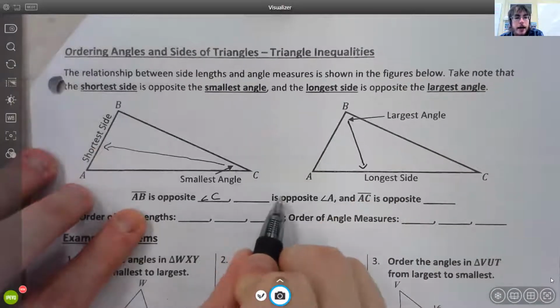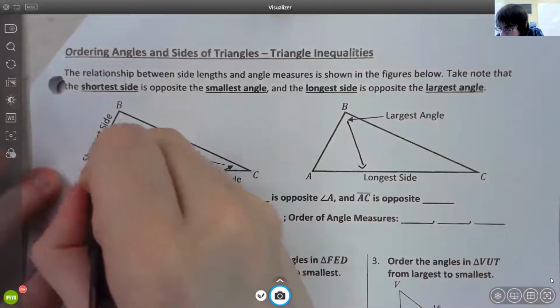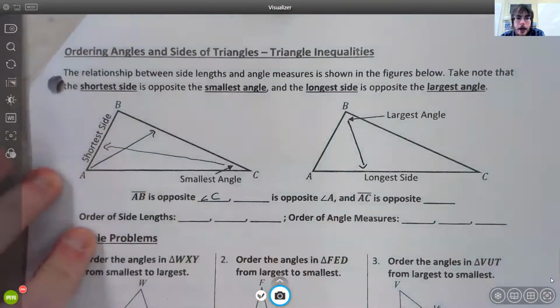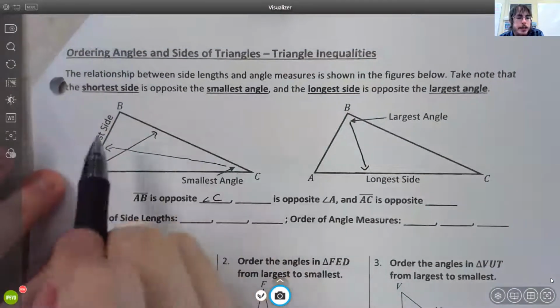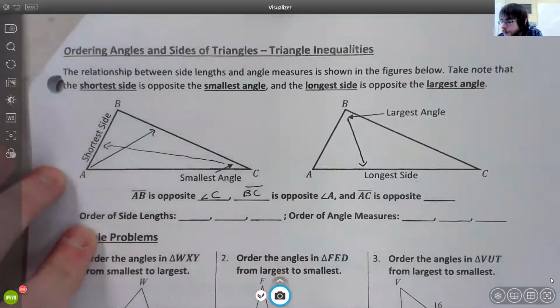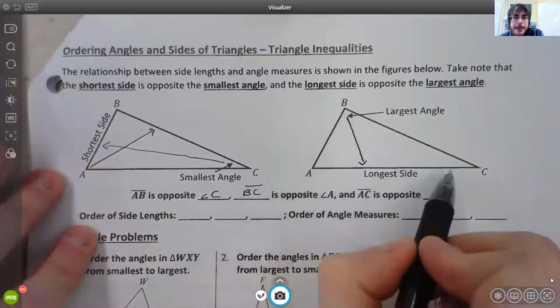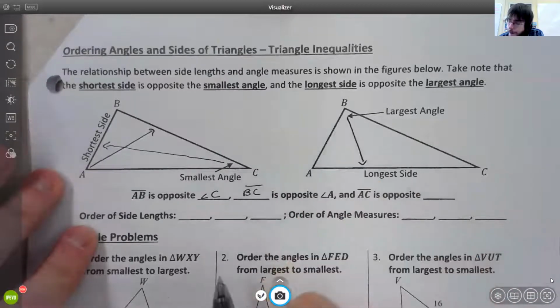What side is opposite angle A? Well, if we take an arrow from angle A and draw it to the opposite side, we see that BC is opposite angle A. And side AC, as we have in this diagram, we see that AC is opposite from B.